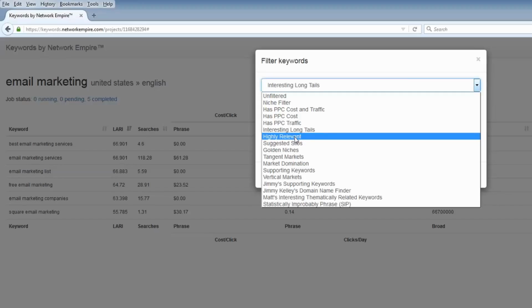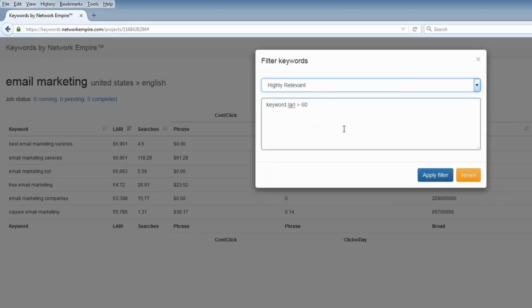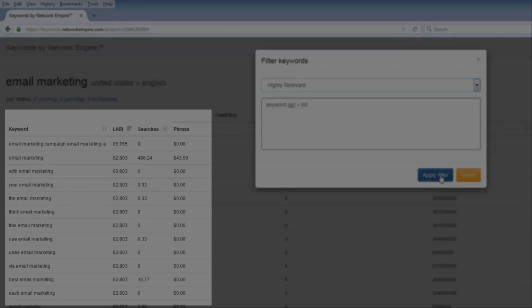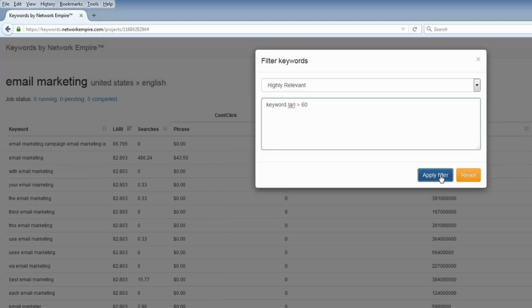Okay, so let's move on to the highly relevant filter. Now, this looks really, really sparse, and I'm going to apply the filter, and in the background people will have just seen all of these keywords come up.